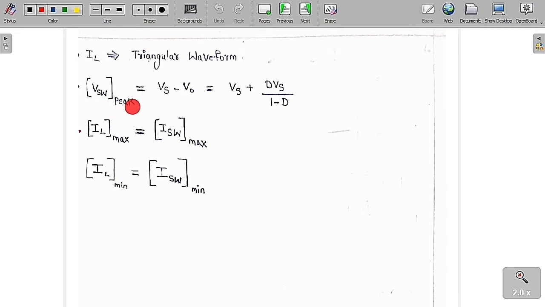The peak value, if you apply the KVL, we are going to get Vs minus V naught. Vs minus V naught is called the peak value of the switch voltage. So Vs, whereas V naught is equal to minus D Vs by 1 minus D. So finally you are going to get Vs plus D Vs by 1 minus D. So this is the peak value of the switch voltage. And I have already told you the maximum value of the inductor current is the maximum value of the current flowing to the switch, and also the minimum value of the inductor current is the minimum value of the current flowing to the switch.